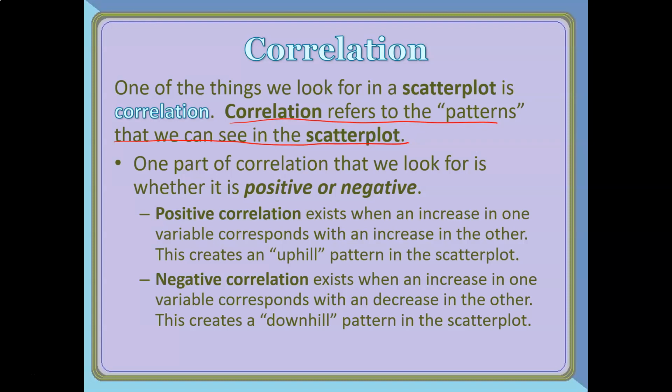So when we're talking about correlation, we're looking to see if it's either positive or negative. And these are the next two words on your list. A positive correlation exists when an increase in one variable corresponds to an increase in the other, and that makes it look like the pattern on your graph is going uphill.